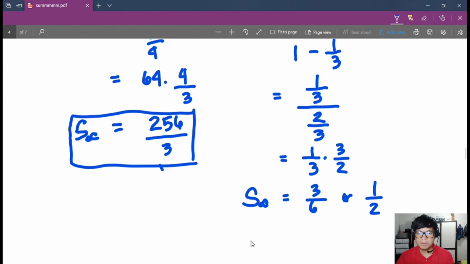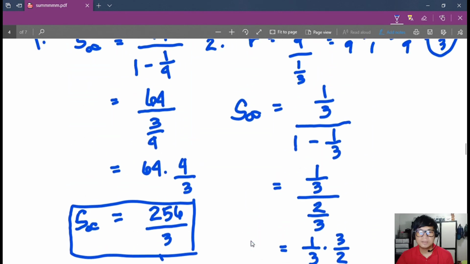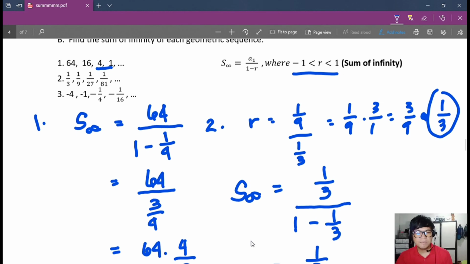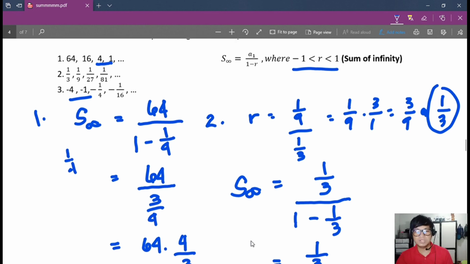And the last one we have, ito, negative 4, negative 1, negative 1/4, negative 1 over 16. So the common ratio here is negative 1 divided by negative 4. Ito, 1/4. 1/4 na? Try na natin ito. Baka hindi siya 1/4. So, negative 1/4 divided by negative 1 is 1/4 din siya. So, the common ratio is 1/4.